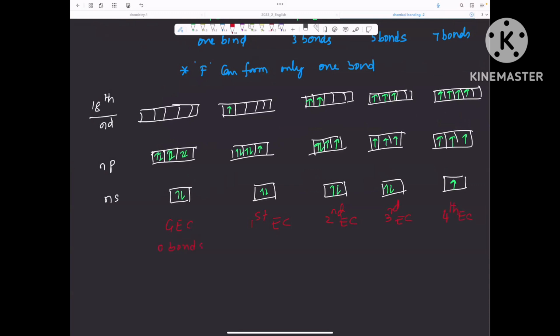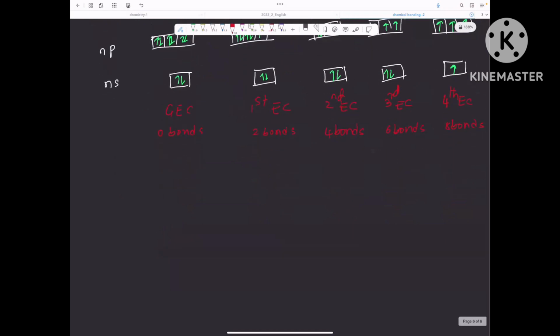Here, 0 bonds in the ground state. An inert gas cannot form any bond. Here, 2 bonds. Here, they can form 4 bonds. Here, they can form 6 bonds, and here they can form 8 bonds.